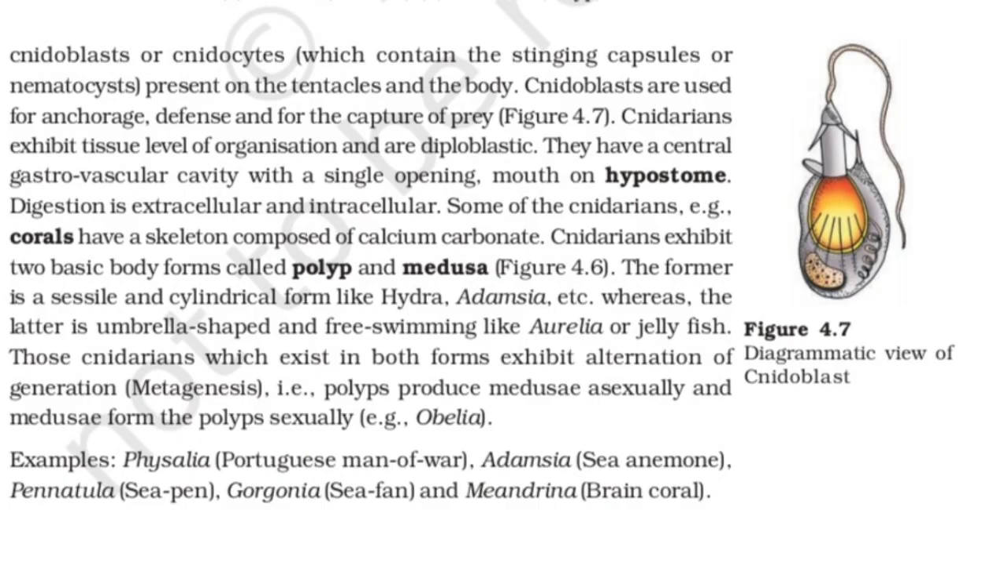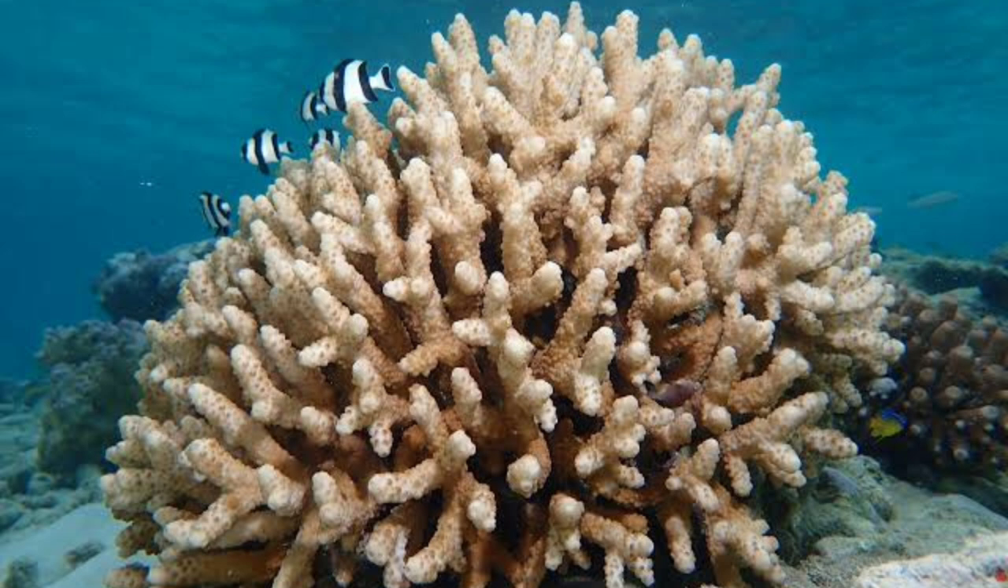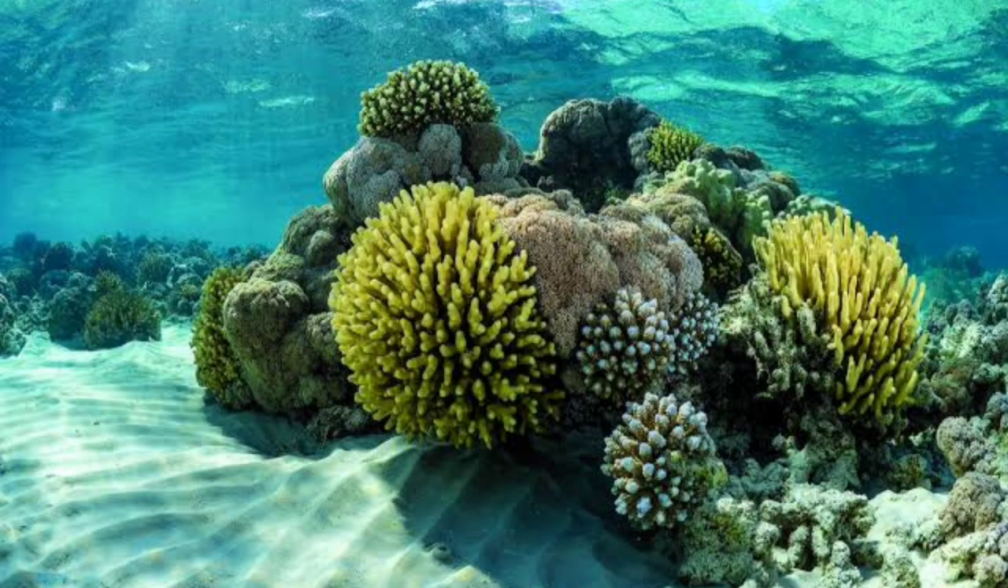Then digestion. There are two different kinds of digestion available in the Coelentrata. One is extracellular and the other is intracellular. Extracellular means outside the body and intracellular means inside the body. Some of the cnidarians, for example corals. We have seen coral reefs that are present in the sea. This coral has a skeleton that is composed of calcium carbonate. So that gives the polyp stage that kind of thickness.